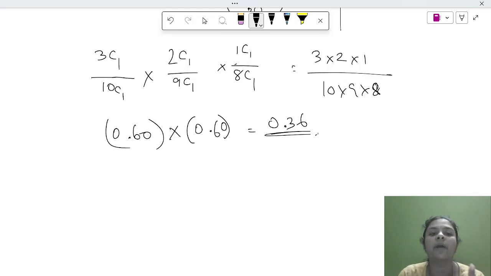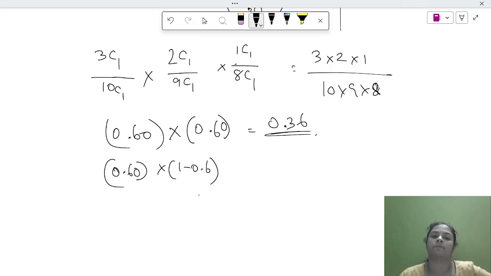If they ask only one made reservation, then you will say for one person it is success. For another person it is failure, 1 minus 0.6. So this is only one made reservation now.